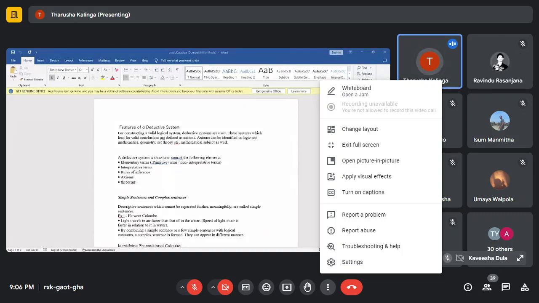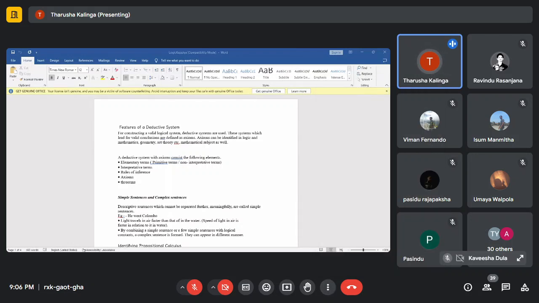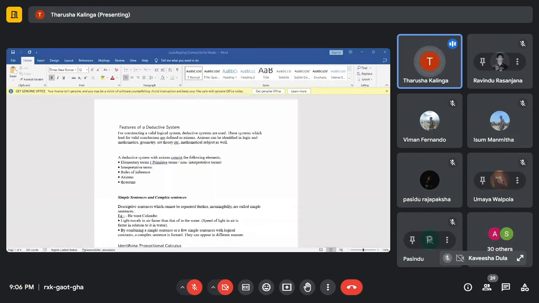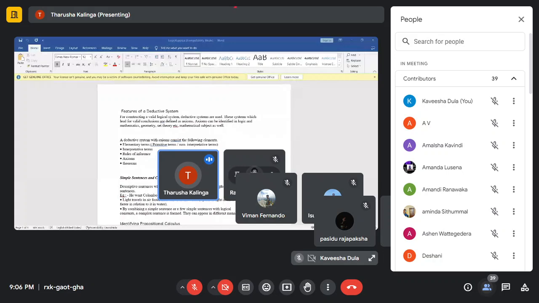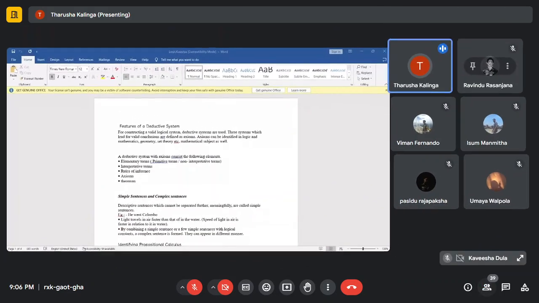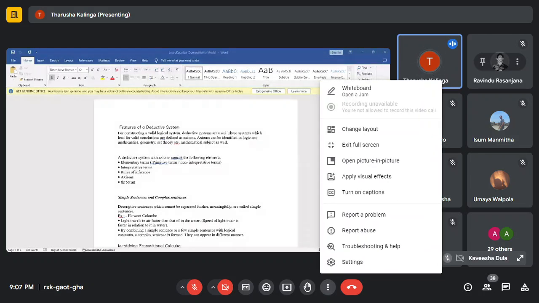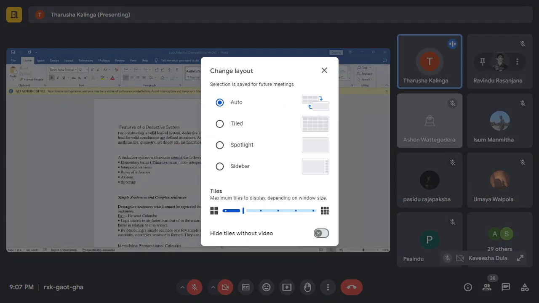Why do we call it like that? It has this deductive system. What is a deductive system? A deductive system means everything is abstract. Those who have done maths know that there are a lot of concepts that we just imagine. They are not in the real world. Those are abstract concepts. So in logic also we talk about such things.